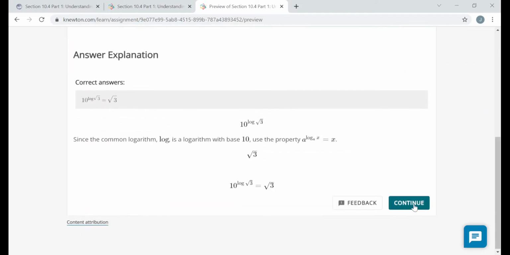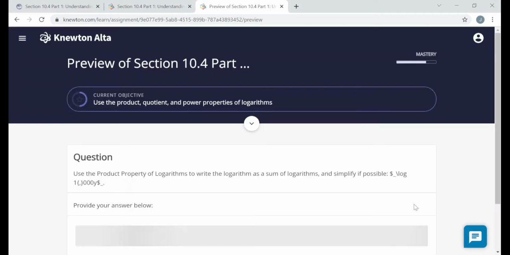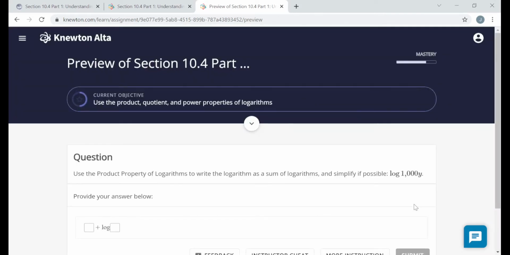Let's move on. Now the last objective is just the product, quotient, and power rule questions. Alright, so here we're asked to use the product property, right? So we've been asked to use the quotient property, the power property. Here we're asked to use the product property of logarithms to write the logarithm as a sum of logarithms. Remember, in the product property, you write the log of a product as a sum of logarithms, and simplify if possible.